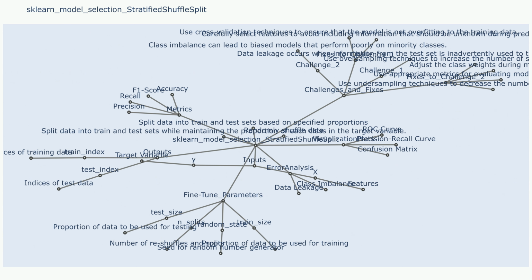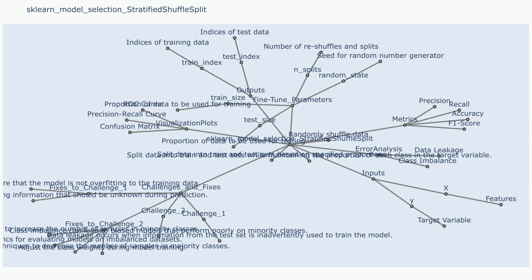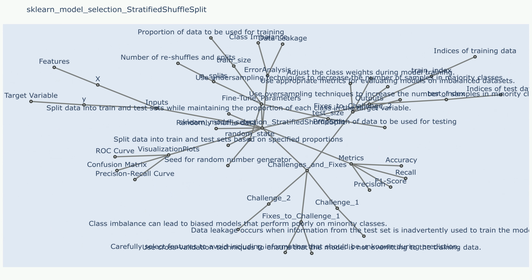Outputs: train index, a generator that yields indices for the training data in each iteration. Each iteration produces a pair of arrays, one for the training indices and one for the testing indices. Test index: a generator that yields indices for the testing data in each iteration. Each iteration produces a pair of arrays, one for the training indices and one for the testing indices.